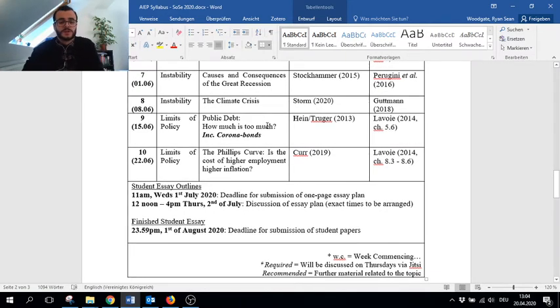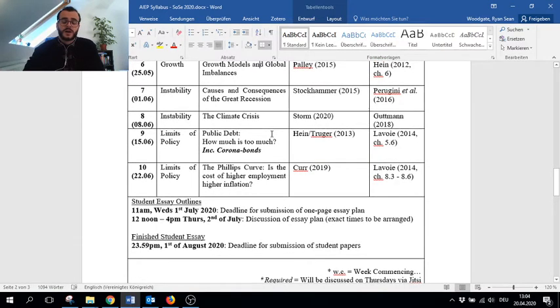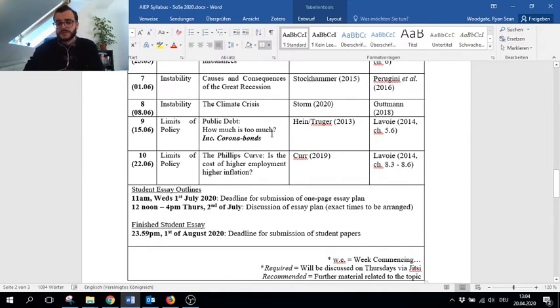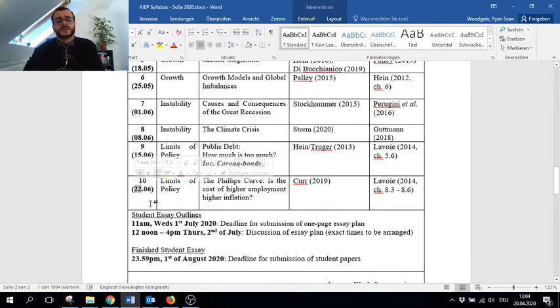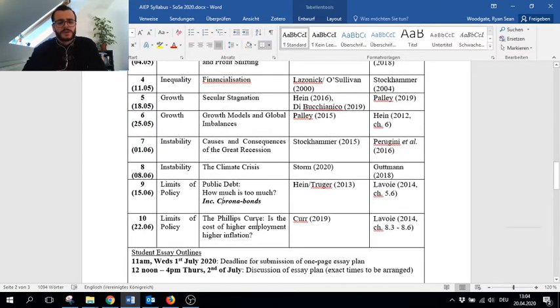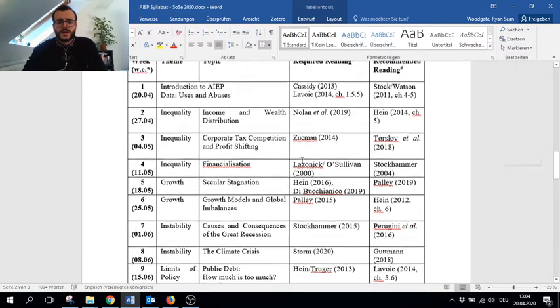I would like to do my best to include a very up-to-date discussion on corona bonds, what they are, are they necessary, how they could be achieved. And lastly, the last topic we will discuss in the week commencing on the 22nd of June, we will discuss the Phillips curve. So is it true that if a government spends in order to achieve higher employment, there will always be higher inflation, as is, I guess, typically expected within macroeconomics? We'll go into a little bit of the empirics and theory on the matter.